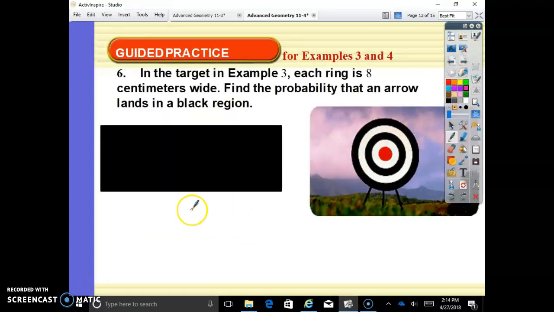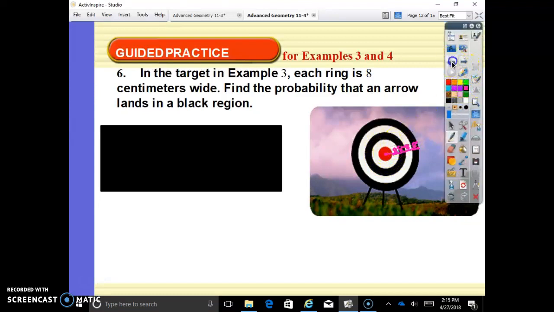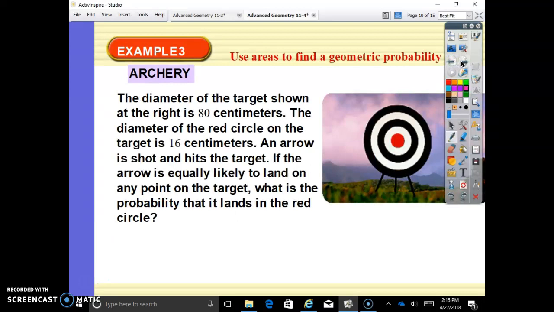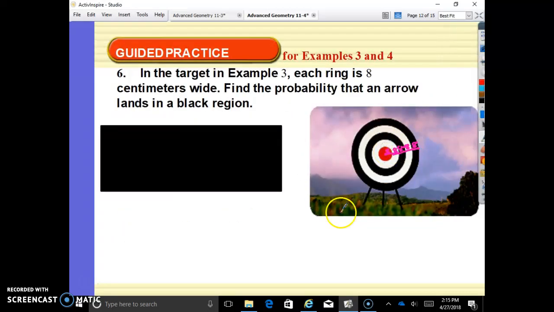In the target in example 3, each ring is 8 centimeters wide. Find the probability that an arrow lands in the black region. So for this one, if each of these rings is 8 centimeters wide, 8, 8, 8, 8, and then over here in the center, I believe they said it was 16, right? It was 16. So it's going to be another 8 for that radius there.